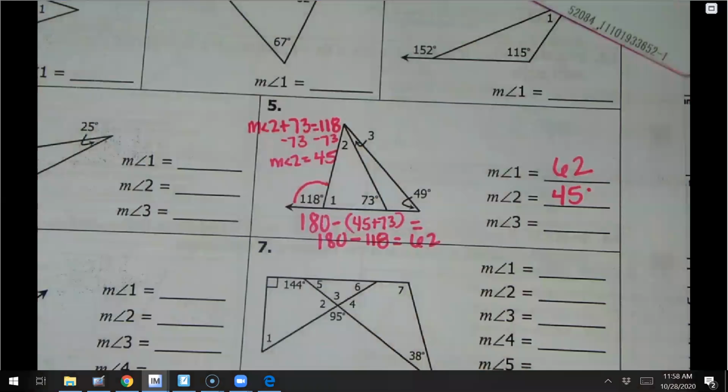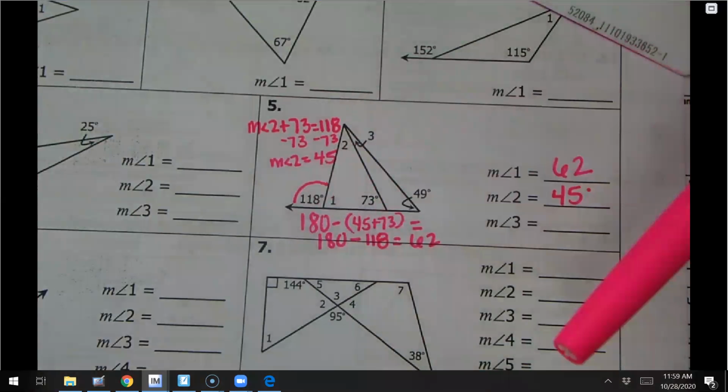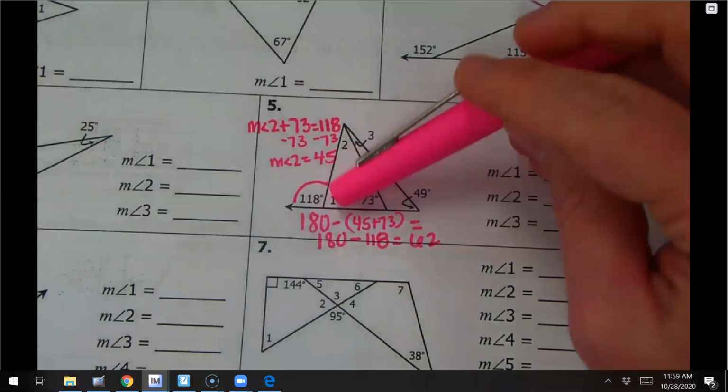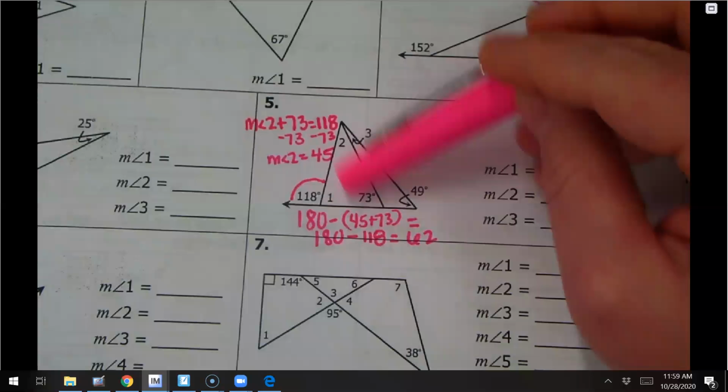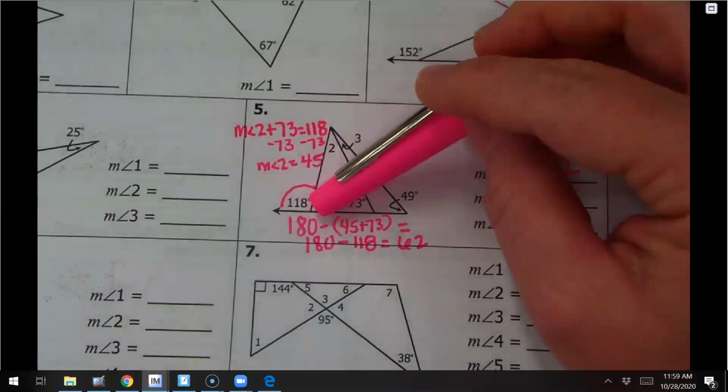You could have also known that these two are a linear pair, that they have to total 180. That would have been a good way to do it. And that's what's cool about different ways for you to do this. His way may be even smarter than mine. You know that is going to equal 180 because they're a linear pair, so just subtract it from 180.